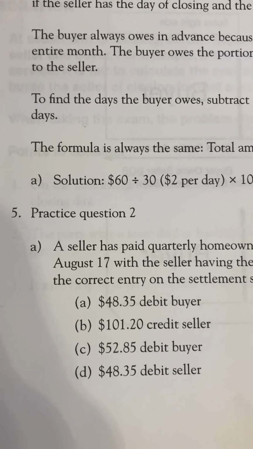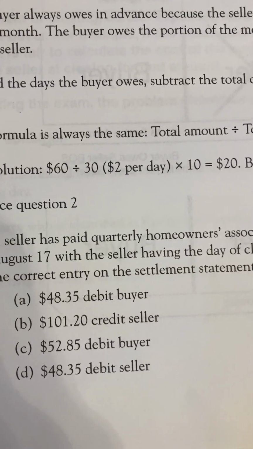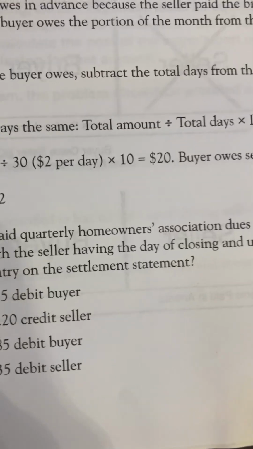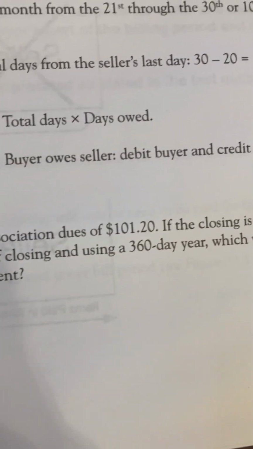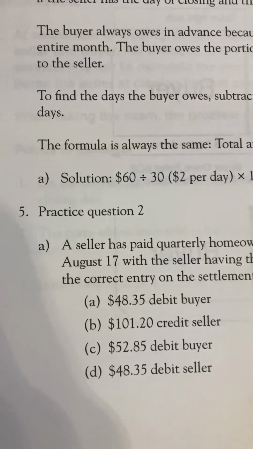A. Solution. $60 divided by 30, $2 per day, multiplied by 10 equals $20. Buyer owes the seller: debit buyer, and credit seller.